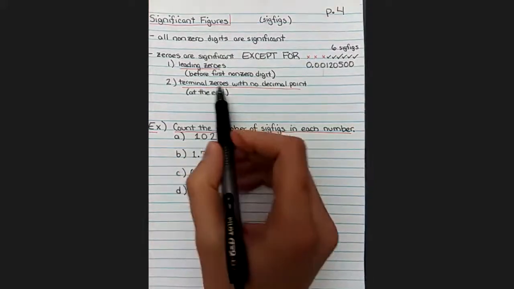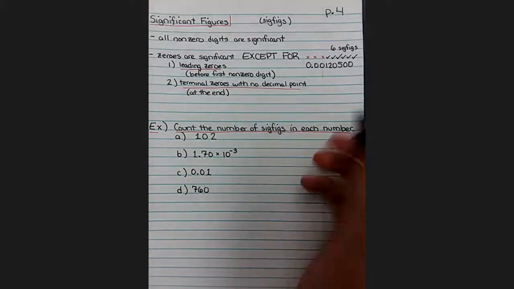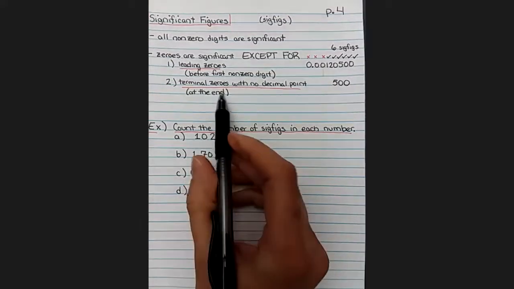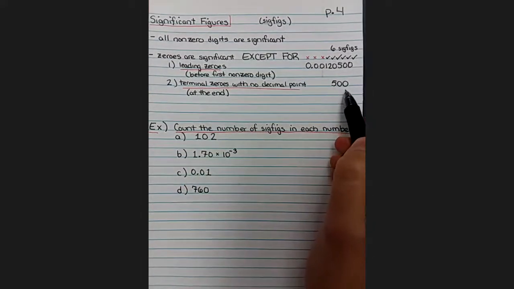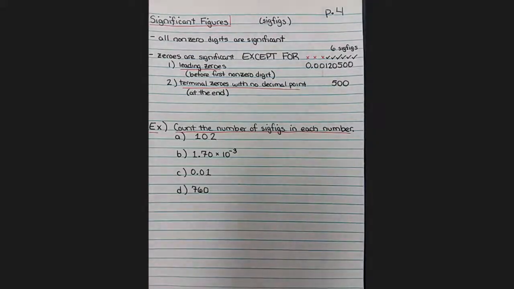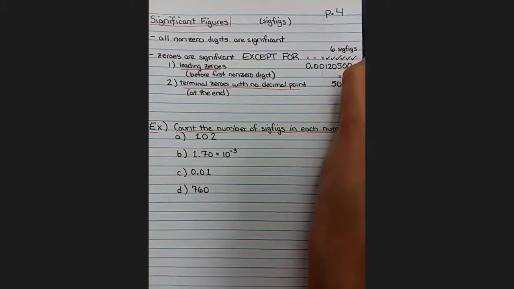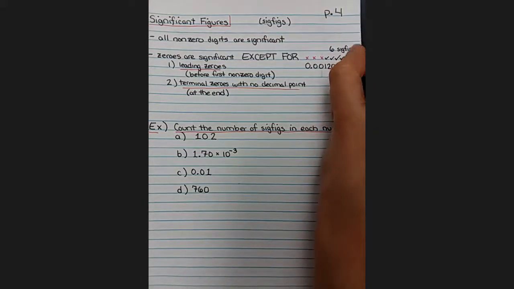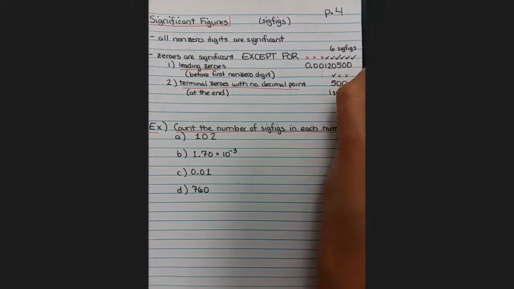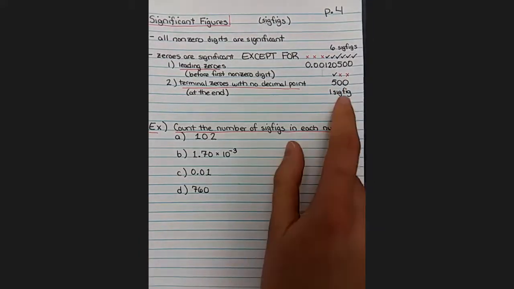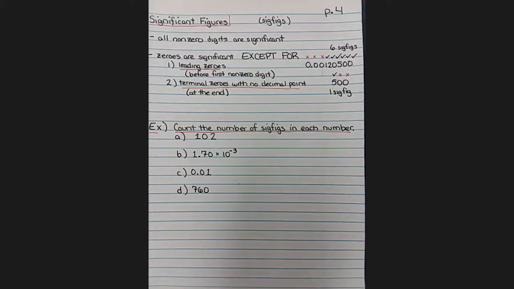Okay, so we can give an example of something where this rule would apply, terminal zeros with no decimal point, if we had the number 500, for example. So this number has terminal zeros. These two zeros are at the end of the number, but the number doesn't have a decimal point. So if there are zeros at the end and the number doesn't have a decimal point, that means that those terminal zeros are not significant. 5 is a non-zero number, so that is significant. So there is one sig fig in this number. And the reason we try not to write numbers like this is so that we know that the person did it on purpose and not on accident.